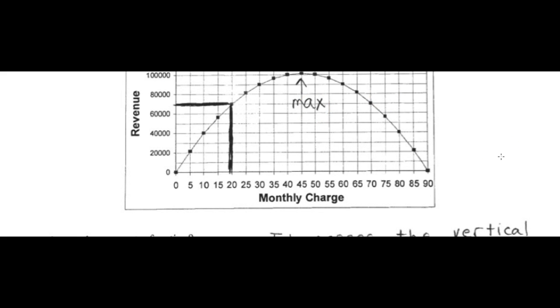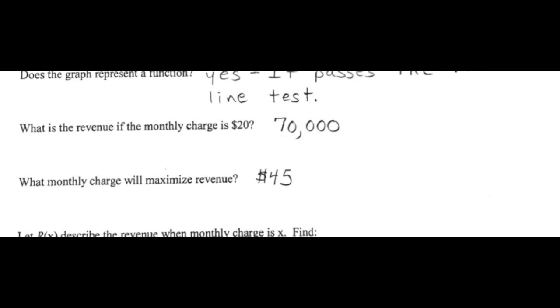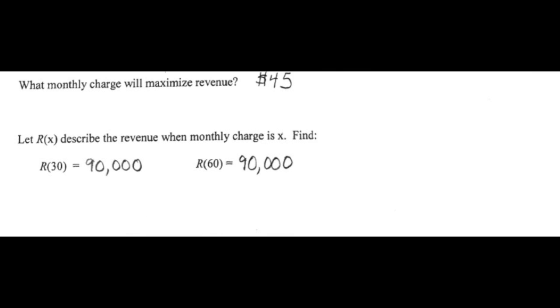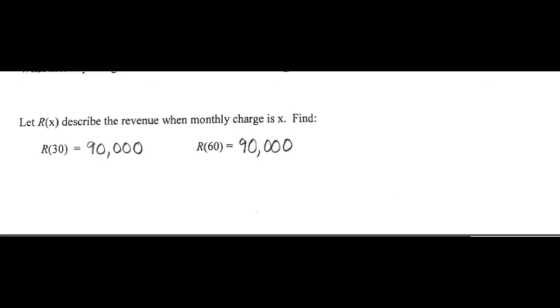$90,000. And finally, we want to know what is R of 60. So if you put in $60, what is your revenue? It's also $90,000. Is that a problem to get the same answer for both of those? Nope, it's not. So our R of 30 is 90,000 and our R of 60 is 90,000. And that is the end of section 2.2.